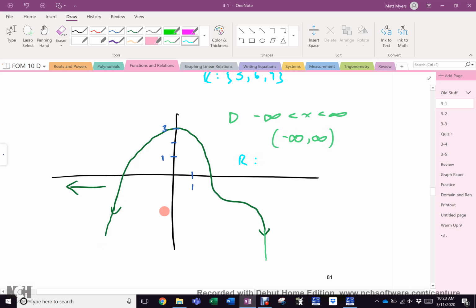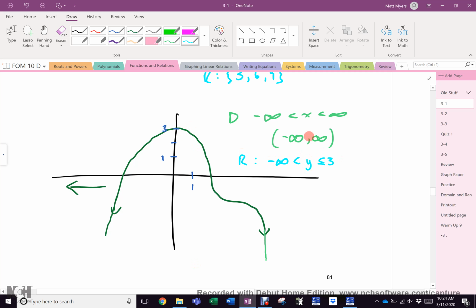What is the lowest y value I'm going to hit? What do these arrows mean? It's going down for how long? Infinity. So my lowest number here is negative infinity, isn't it? Will I ever hit it? No. Why? What do I go up to? 3. Do I hit 3? Yes. I go right through it, so I equal 3.